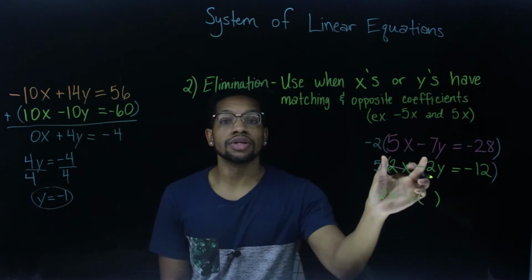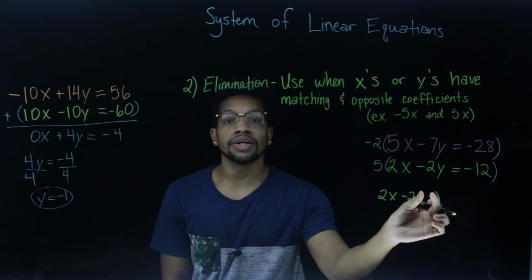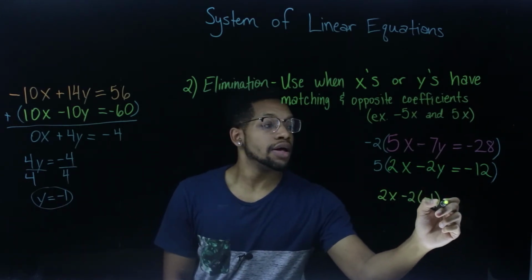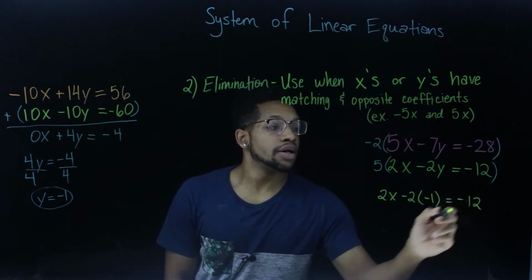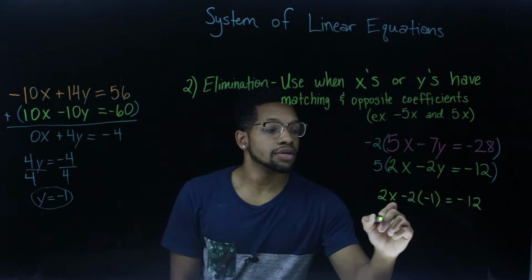All right, so I'm just copying the second equation. So I'm gonna say 2x minus 2. Now instead of saying y, I'm gonna say -1. And then that equals -12. And now again, one equation, one variable, I can solve for x.